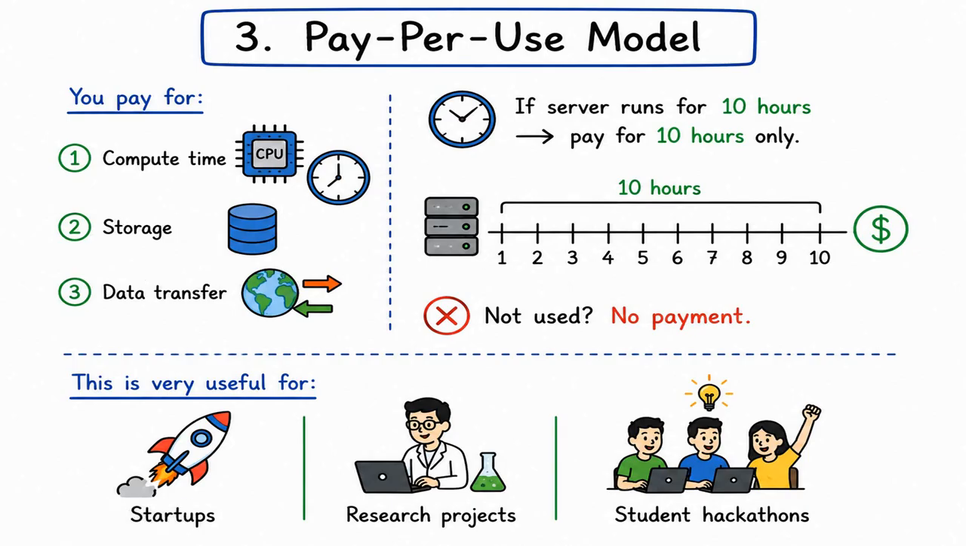AWS charges for the amount of data which is stored in the cloud, and the storage may include documents, videos, databases, backups, and project files, etc. Suppose you store 50 GB of data. You pay only for 50 GB. If storage increases, billing will gradually increase.